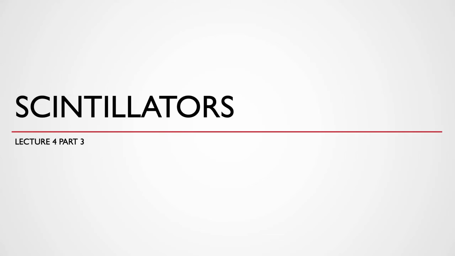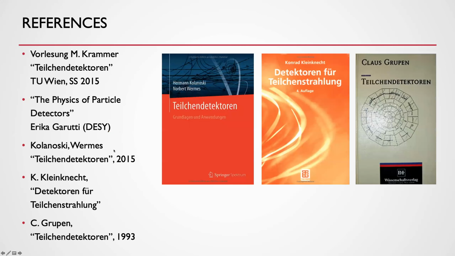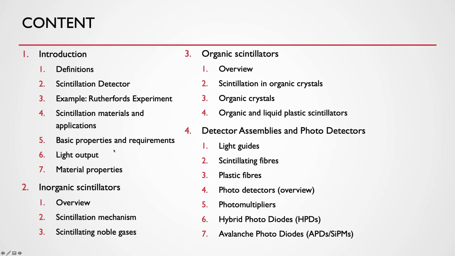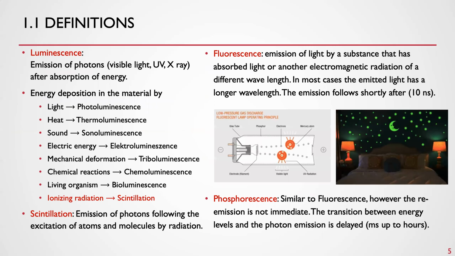And we start with the discussion of scintillators. Scintillators are important detectors whose properties depend on the choice of material, and the choice of material is extremely wide, in contrast to semiconducting detectors, which are dominated by the choice of silicon. Let's do some introduction.